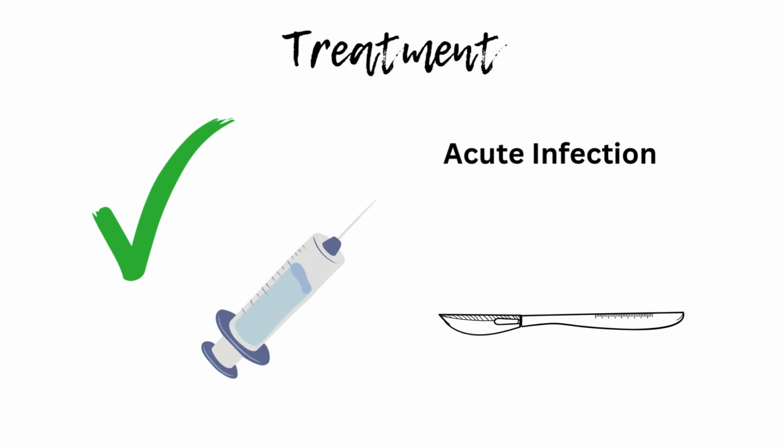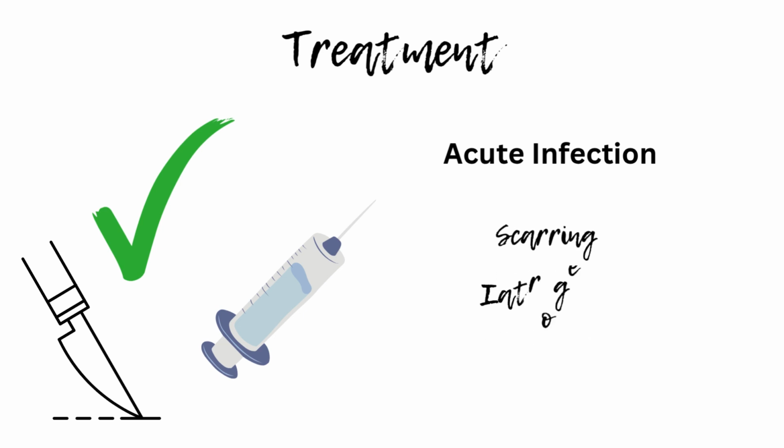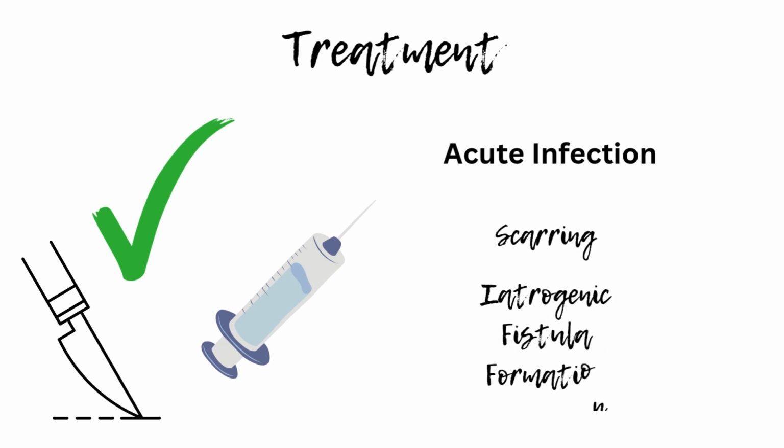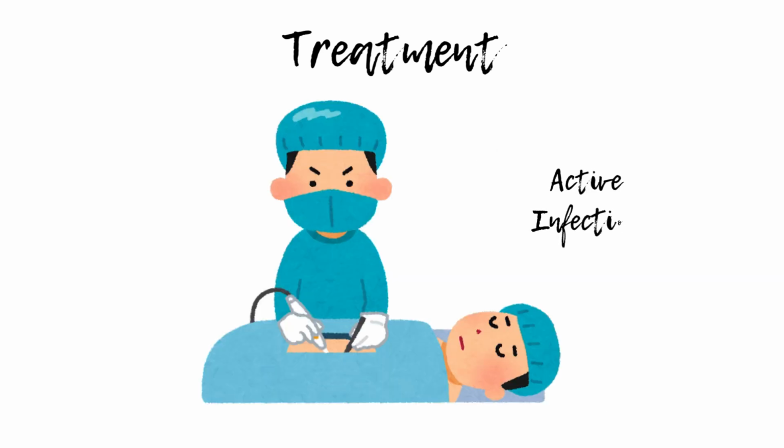In these cases, a needle aspiration or open incision and drainage can be considered, but it is important to be aware that this can create scarring, which could complicate subsequent surgery, and there is also the risk of iatrogenic fistula formation. In the setting of active infection, open resection is not recommended given the increased risk and difficulty of performing a complete excision of the tract, as tissues are significantly inflamed.